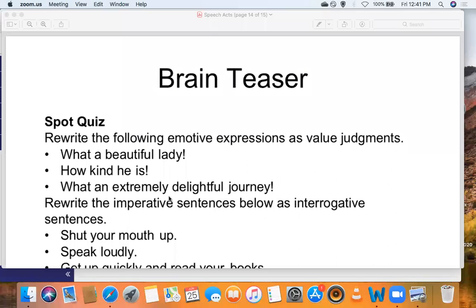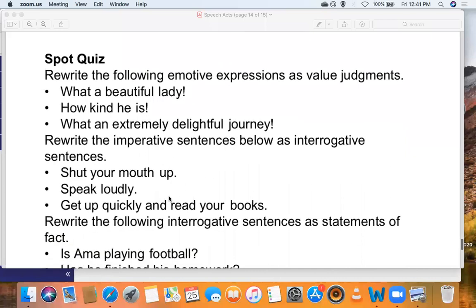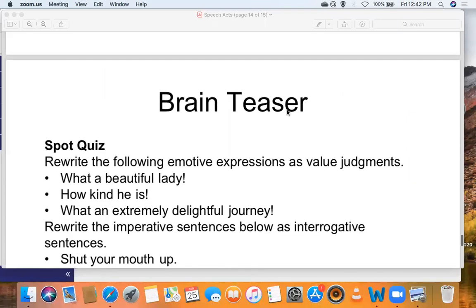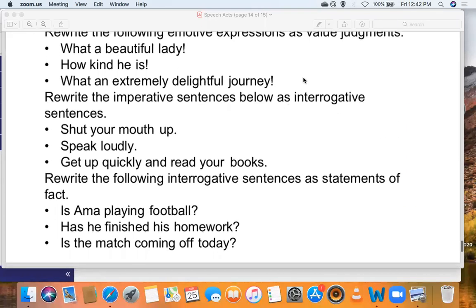So that's it. Now rewrite the imperative sentences below as interrogative. So convert from imperative to interrogative. The first one is, shut your mouth up. Shut your mouth up is an imperative. Convert it to an interrogative. Someone raise his hand. Go ahead. Hello, sir.